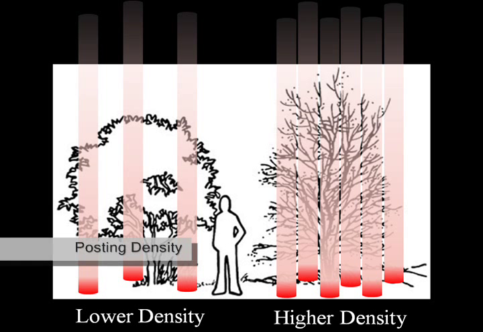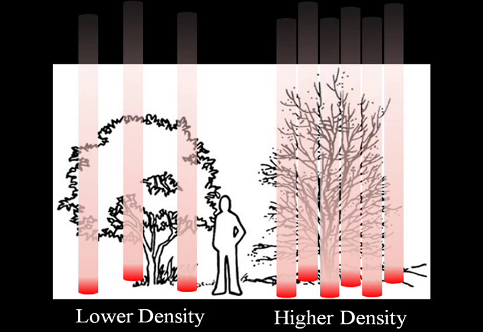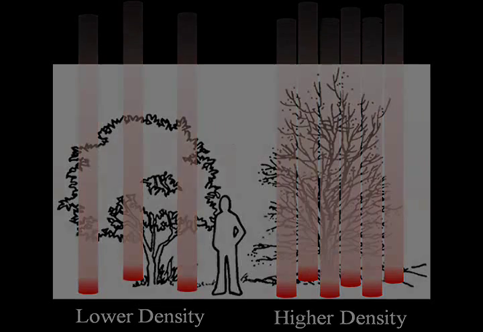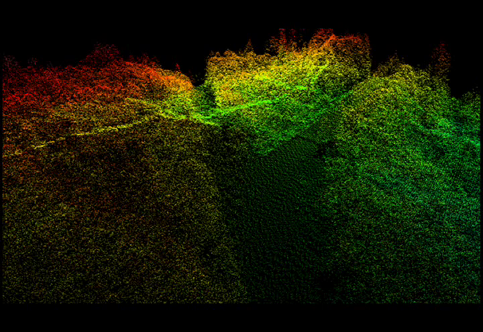Posting density refers to the number of recorded pulses per unit of area. Data densities range from approximately 5 meters between points to over 10 points per square meter. The data density required depends upon the application. The Lidar point cloud is the primary product.